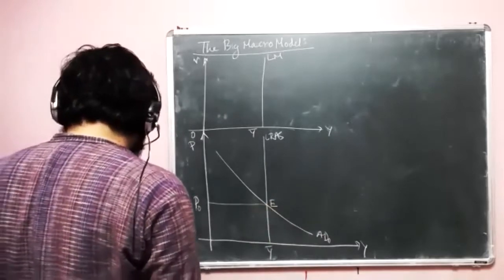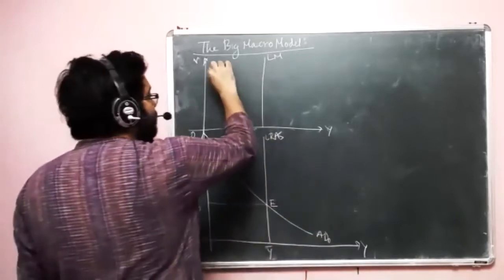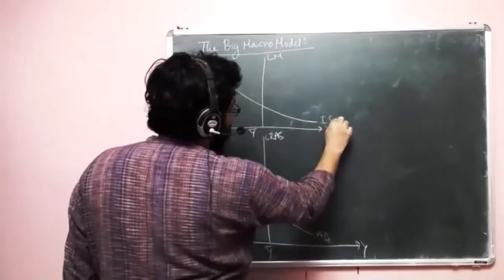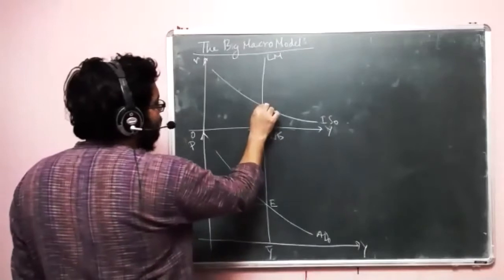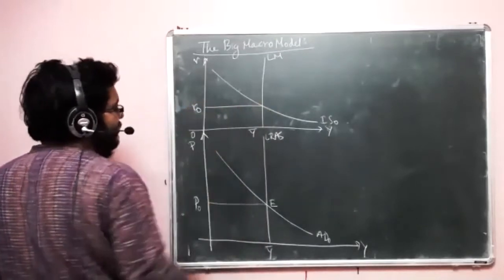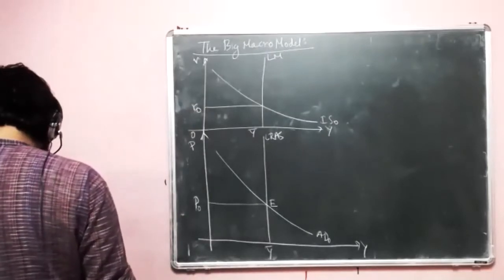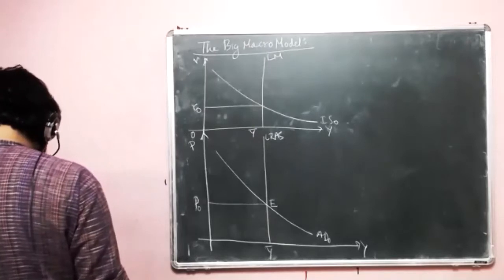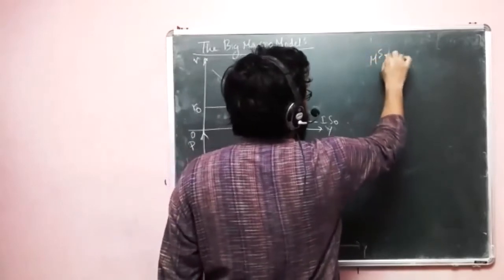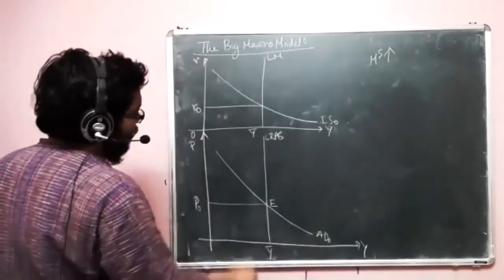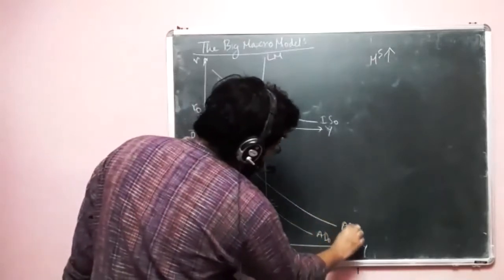Let's just first draw the corresponding IS curve, just draw it like this, just to make things a little bit simple. So this is, let's say, R naught. Now, let's just say that money supply increased. So I have a shift of AD like this.